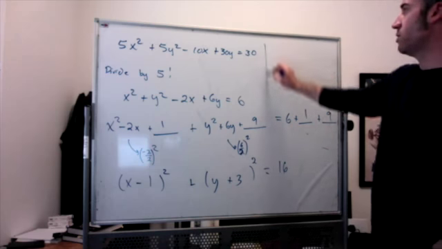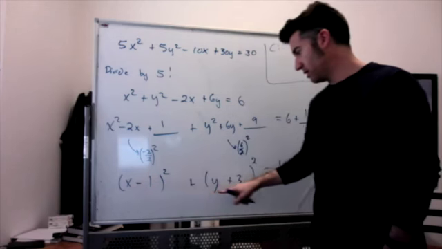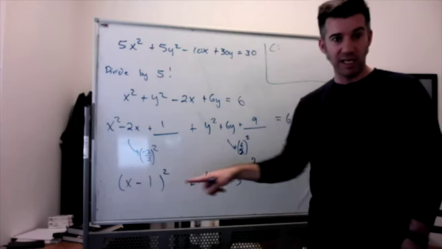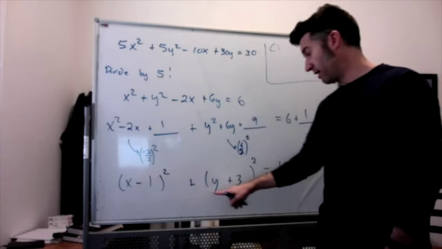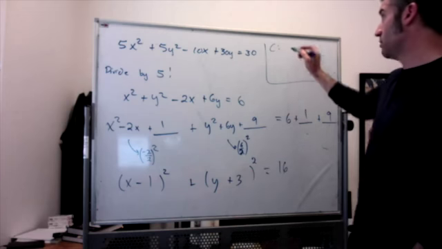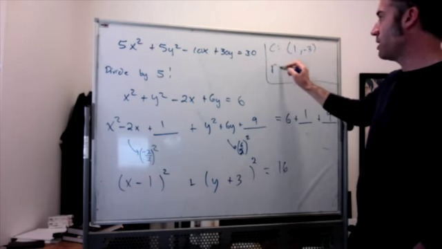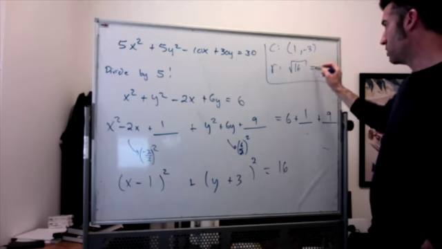So then our center is positive 1, negative 3. I'm always thinking about the values of x and y that make each of those 0. 1 minus 1 is 0. Negative 3 plus 3 is 0. So my center is positive 1, negative 3. My radius is the square root of this number over here, which is 4.